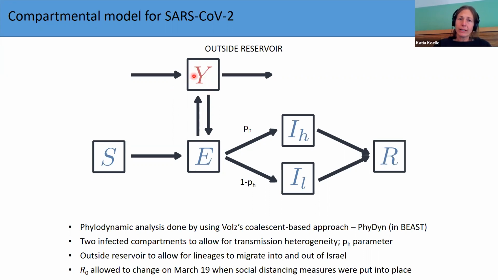The one other aspect that we have over here is this outside reservoir, because if we look at a phylogeny of the sequences from Israel, going forward in time, you see introductions into Israel from outside sources, right? So these would be outside reservoirs. And going backwards in time, we of course have to consider the possibility of these lineages in Israel leaving Israel. So that's why we have this outside reservoir that Eric Volz has also used in his analyses. And then finally, we allowed R0 to change on March 19th when the social distancing measures were put into place.